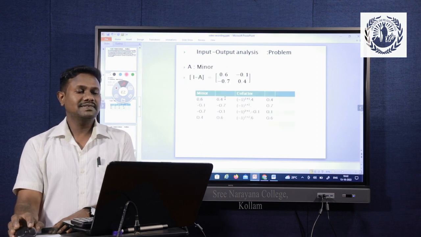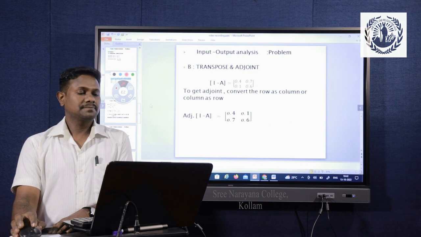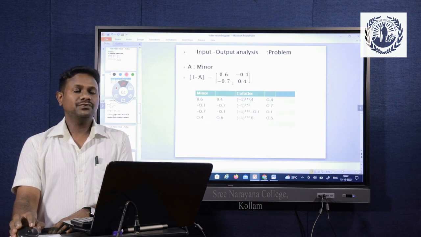We can go to the second part, that means the solution part. For the solution part, the first step is to find the minor. This is the Leontief matrix. Already we found 0.6, minus 0.1, minus 0.7 and 0.4.